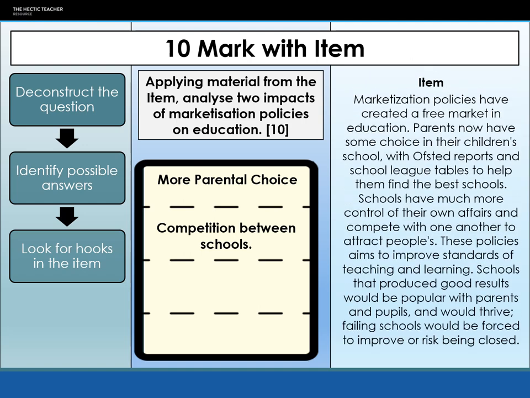If we look at the item we've got here, we can see how the item links to the two points that I have identified. We can look at this one here, the more parental choice. Parents now have some choice in the school which they send their children to. Ofsted and league tables help to find the best schools. So that sentence can link to the fact that parents have more choice. And we can also talk about competition between schools. We can link that to this bit here, schools that produce better results would be popular with parents and pupils, showing that there is competition between schools for pupils. So parents want to send their children to the best schools, so schools want to get good results.